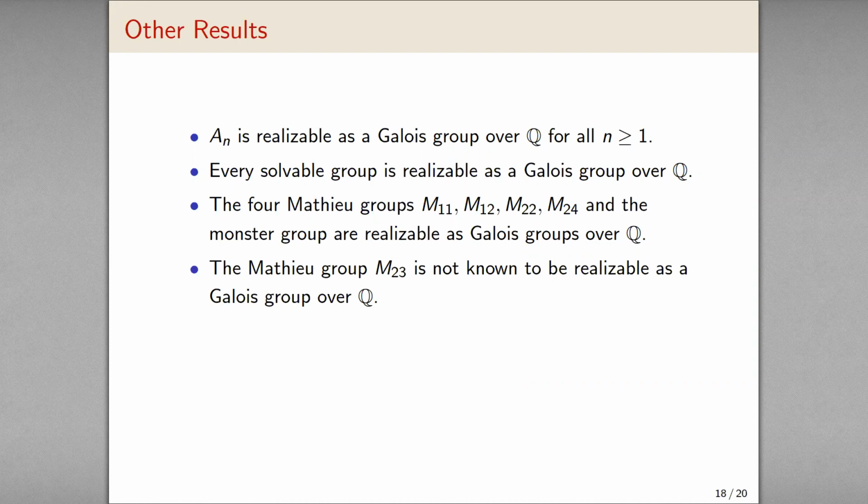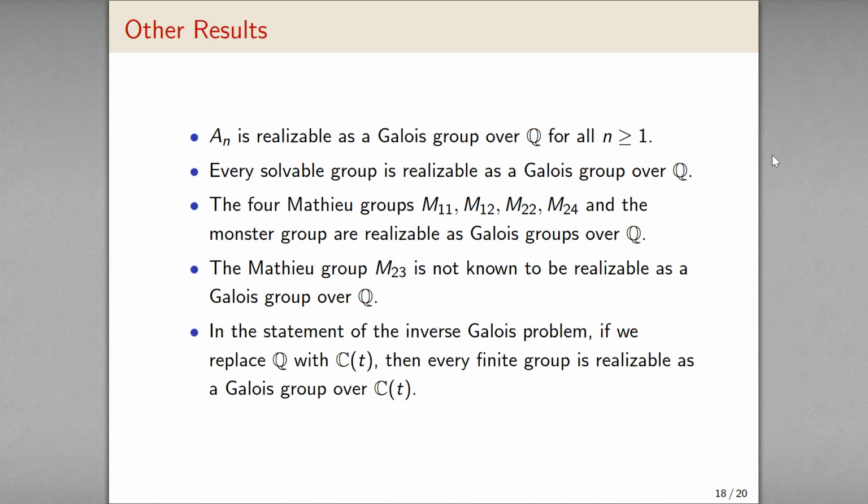Now, one can take the statement of the inverse Galois problem and wonder what would happen if we change the base field from Q to another arbitrary field. For example, if we change Q with the rational functions over C, then it's known that every finite group is realizable as a Galois group. Here are my references.